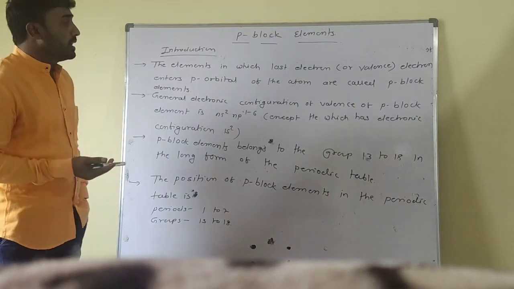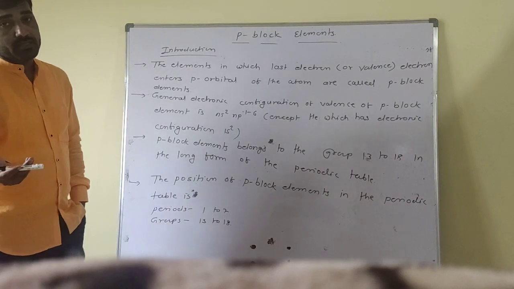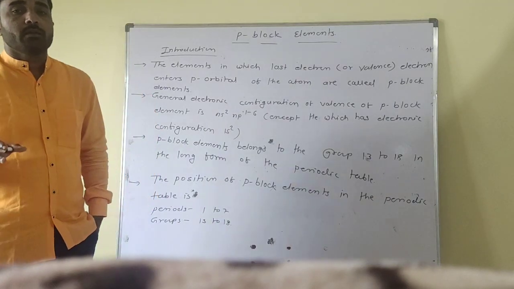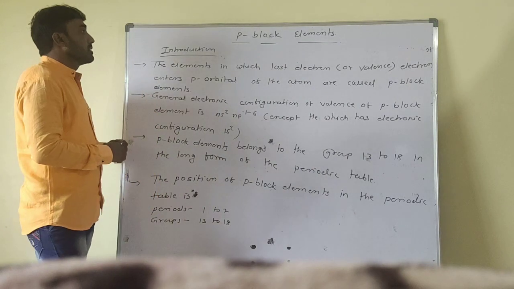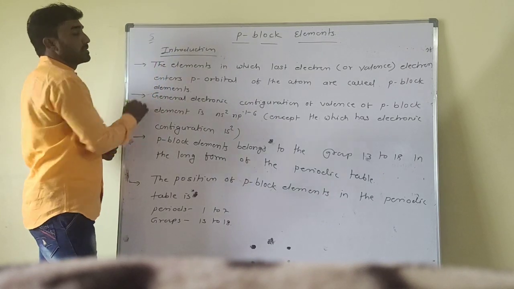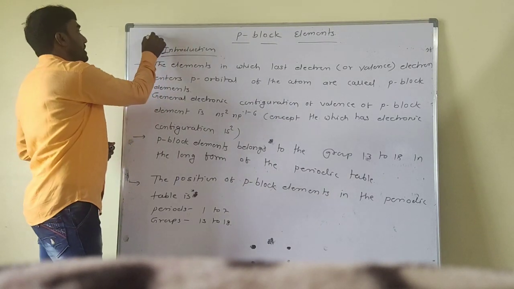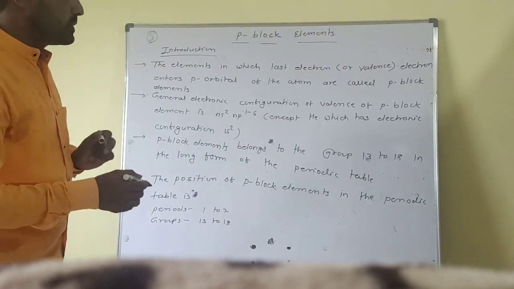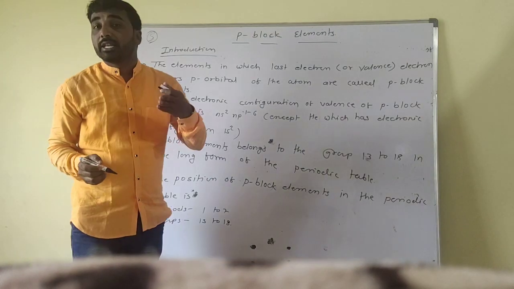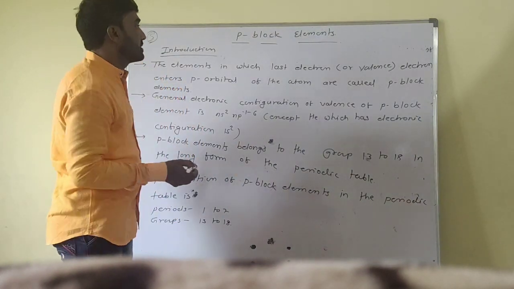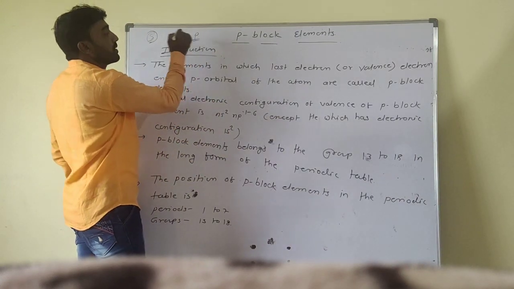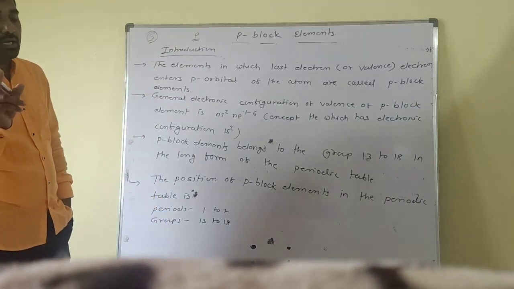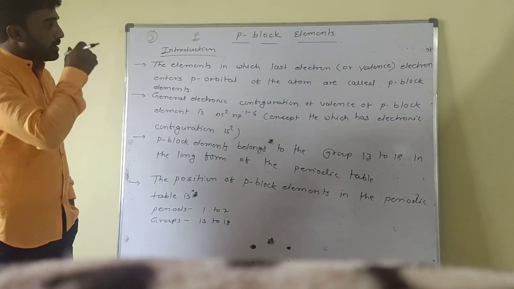S block elements, for example, sodium and magnesium, are present in the S block. Why? Because depending upon their atomic number and electronic configurations, the last electron enters into the S orbital. So that's why these elements are called S block elements. In the same way, some elements, for example, boron, carbon, nitrogen, oxygen, depending upon the electronic configurations, the last electrons enter into the P orbital. That's why these elements are the P block elements.